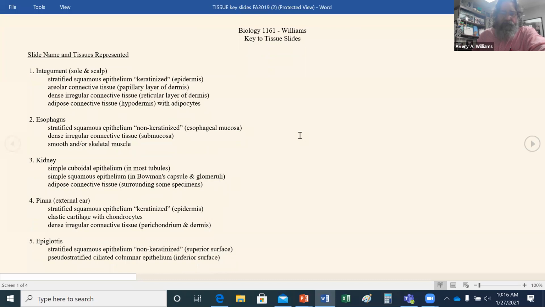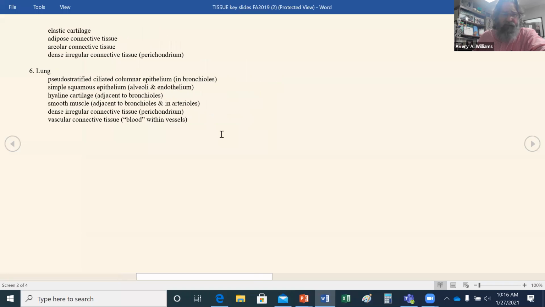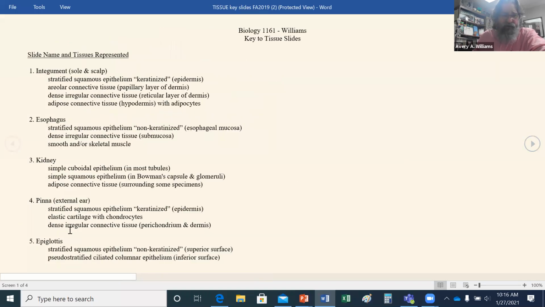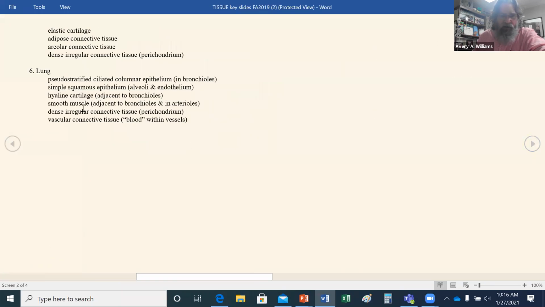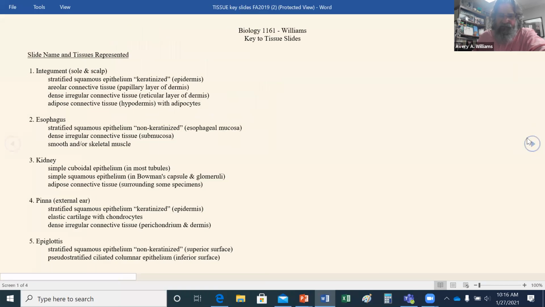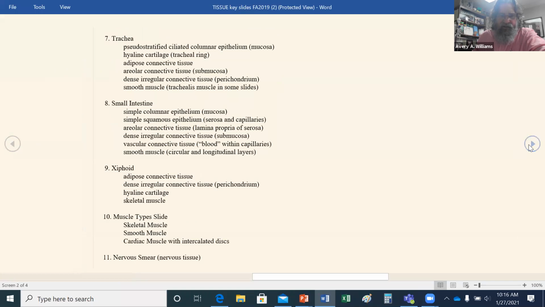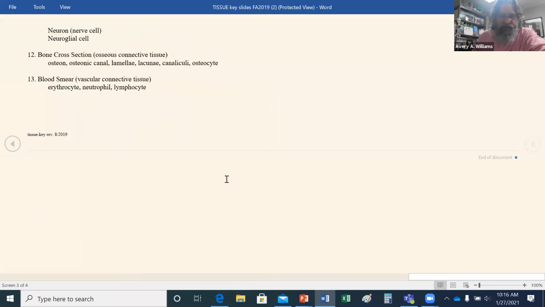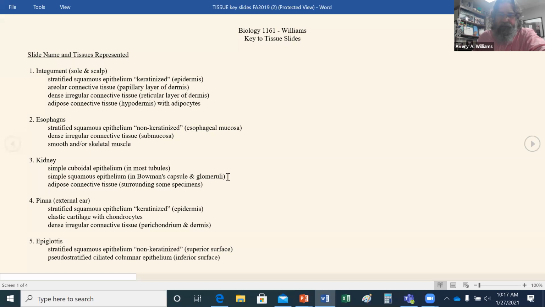This is from my courses, and it's underneath, I guess, material for practical 1 or something like that. And it's just a list of your 13, remember your lucky 13, and then order, and it lists all the tissues and so forth. And here's the pinna, the epiglottis, and then the lung. And let's see, epiglottis, that's 5. 6 is the lung. 7 is, okay. Yeah.